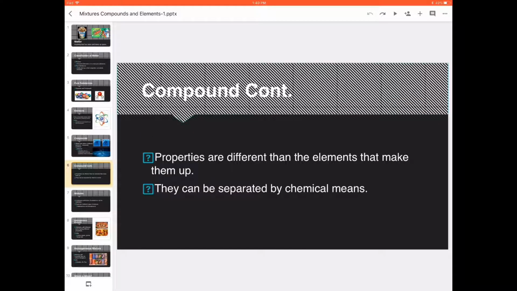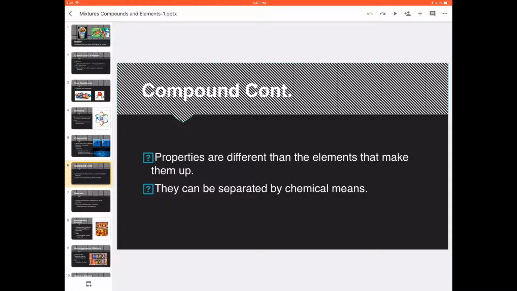So the properties of compounds are different than the elements that make them up. So if you think about, again, those 2 atoms of hydrogen and that 1 atom of oxygen, hydrogen and oxygen at room temperature are in the gas phase. You have them floating around you right now. But when we chemically combine them and turn them into water, they are now in the liquid phase at room temperature. So this just shows that the properties are different when they become a compound.